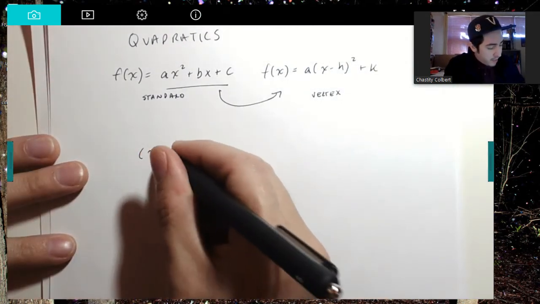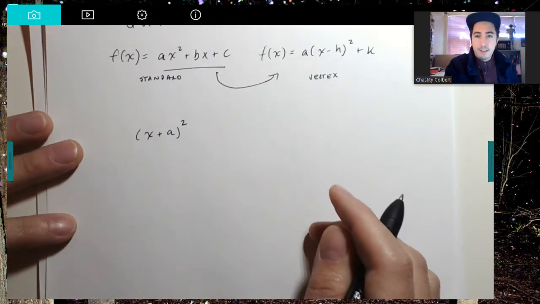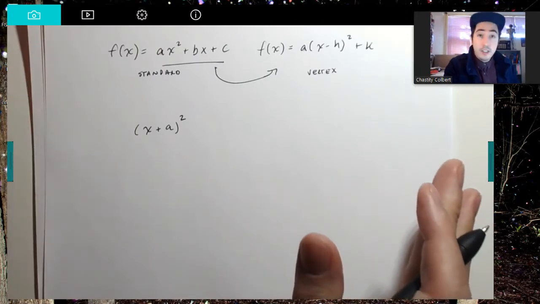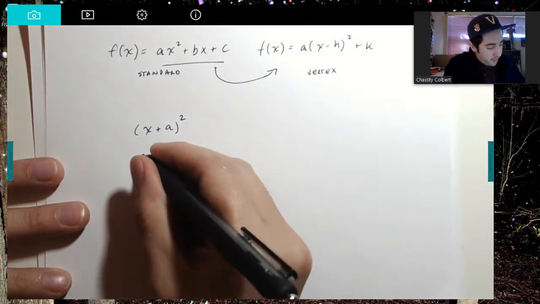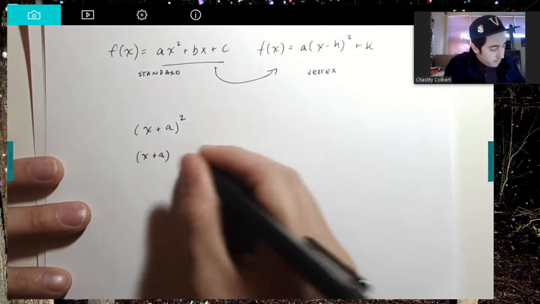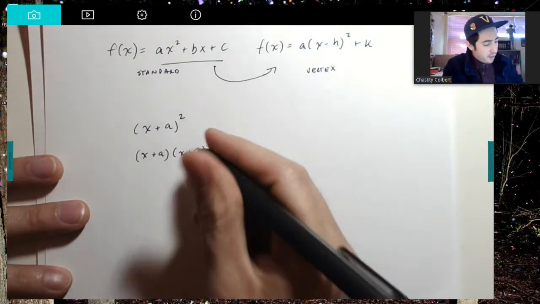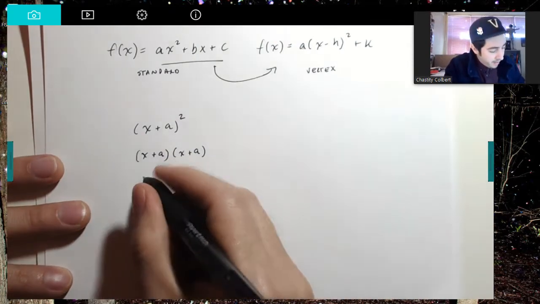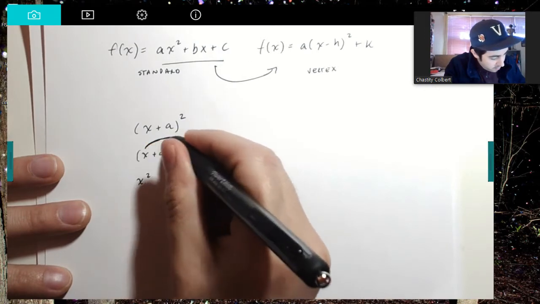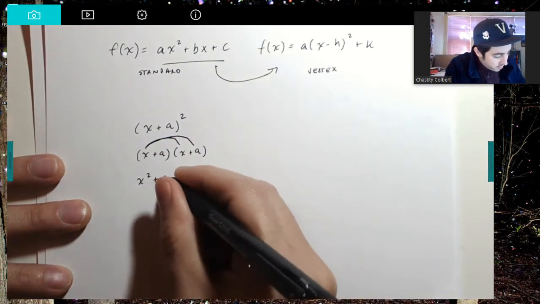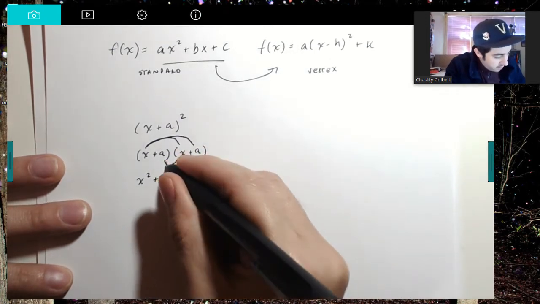Let's say I take x plus a and I square that. This is a hypothetical. I have some expression, two variables x and a, and I'm squaring it. So what does that mean? x plus a squared means x plus a times x plus a. If you were to FOIL that, you get x squared, that's your first, outer, inner, last. X times a is ax, a times x is also ax, and a times a is a squared.